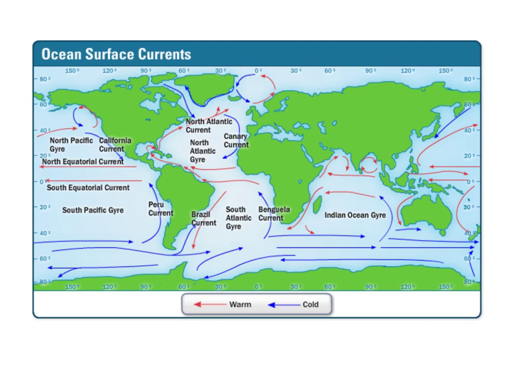Okay, so let's take a look at our ocean surface currents. As we look in this diagram here, you can see that we have several different named currents. These are the big ones that are always going to be flowing.